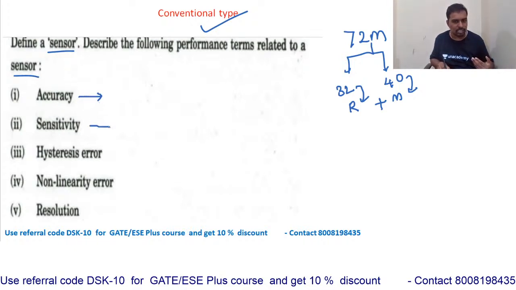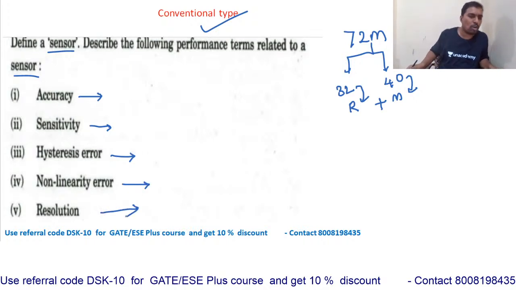Accuracy, what is it? Sensitivity, what is it? Hysteresis error, what is it? Non-linearity error, what is it? Resolution, what is it? So these are some conventional topics. Elaborately, the definition of a sensor, which converts non-electrical to electrical, and their characteristics.